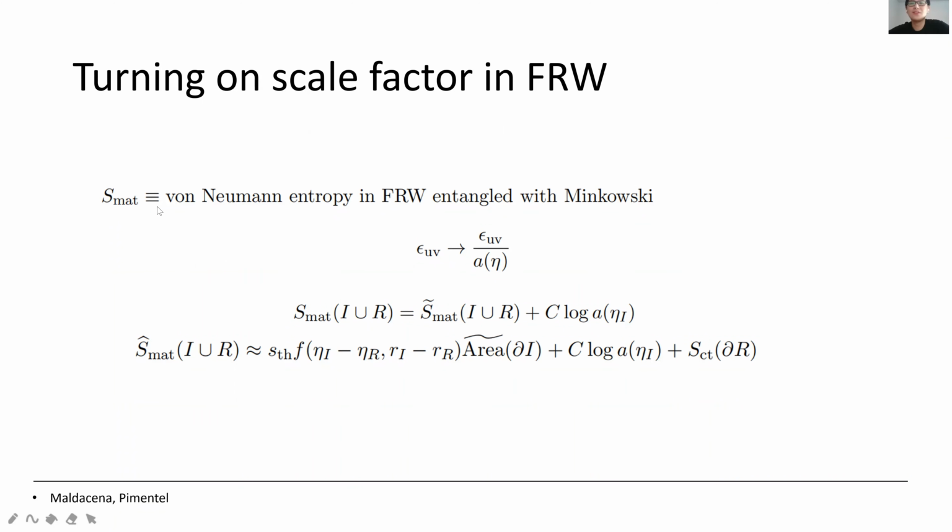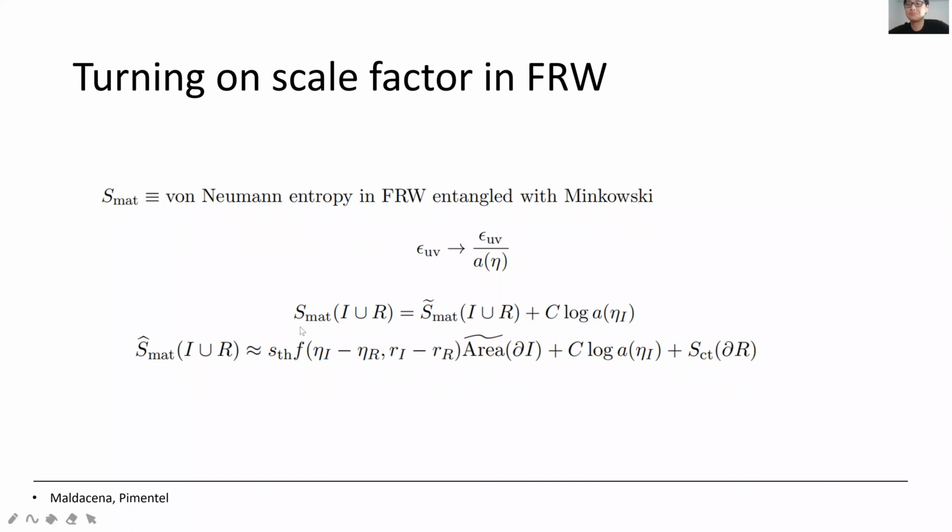So now, if I turn on the scale factor, actually I don't change much. The only thing that changes is the cutoff will become the physical cutoff. The divergent part doesn't matter, as we argued, it will be absorbed into normalization, but the finite part obtains this extra piece coming from logarithmic divergences. Okay, that's it.